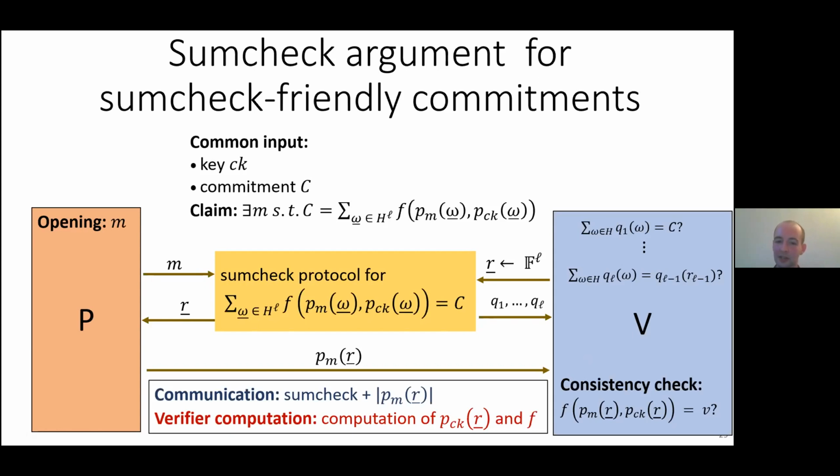So the communication costs of the protocol here are the communication costs for the sumcheck protocol and sending the final evaluation. And the verifier's computation this time is computing an evaluation of the key polynomial and one application of this function f, which is going to combine the message part of the final check with the key part of the final check together. So yeah, this f is just coming from the definition of sumcheck-friendly commitments that we had.